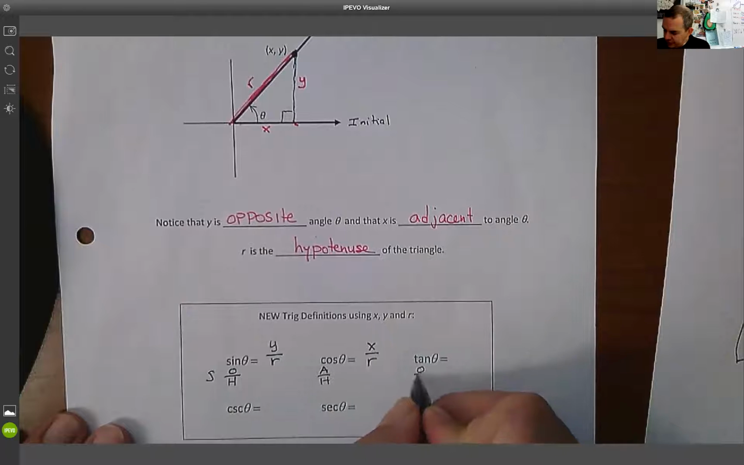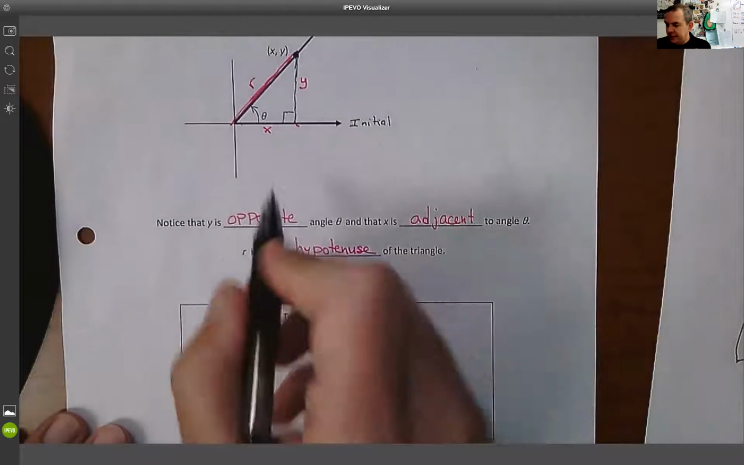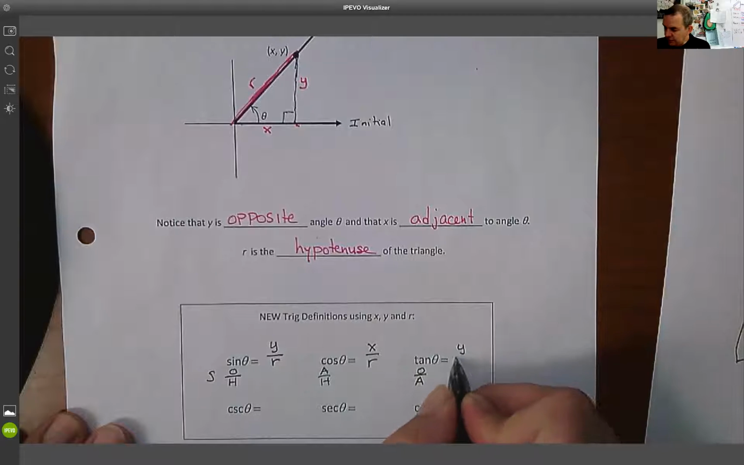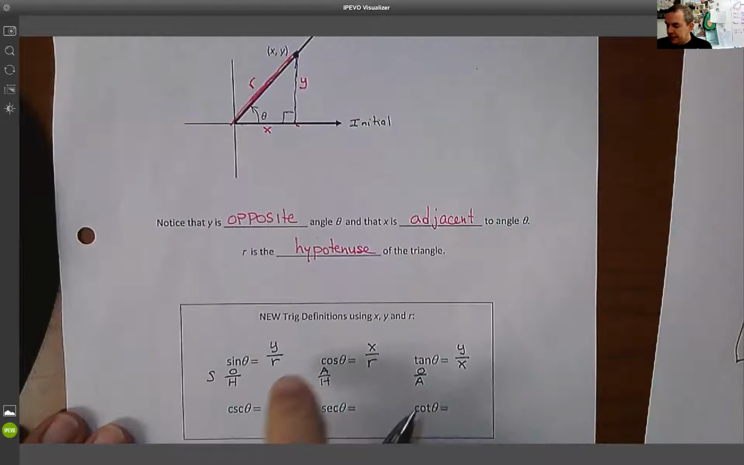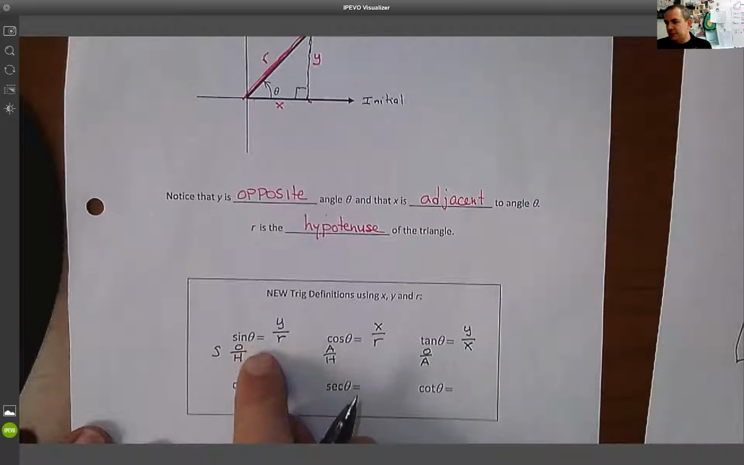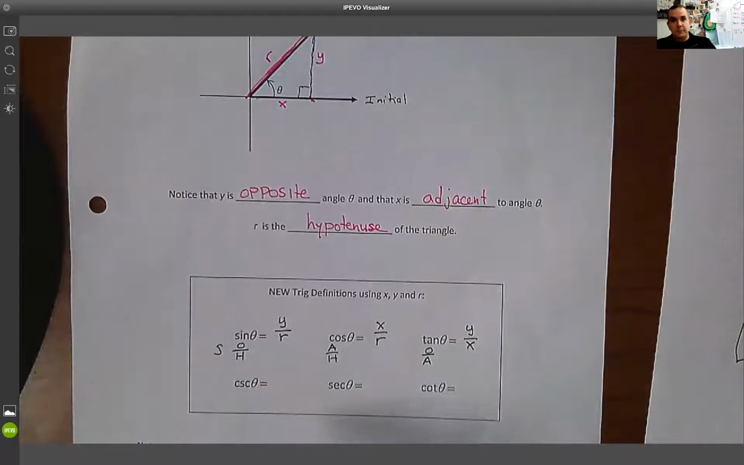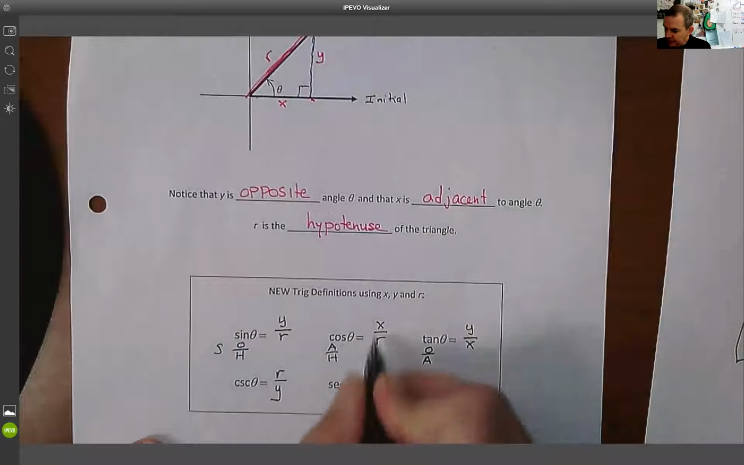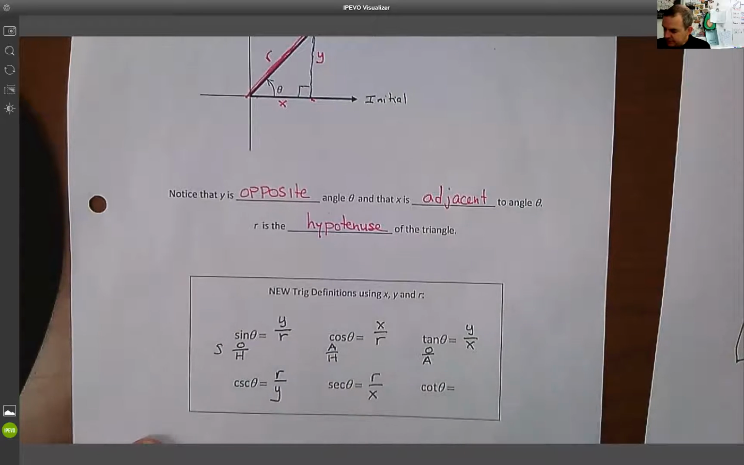Tangent is opposite over adjacent. In this case, opposite is Y, adjacent is X. We're going to redefine it as Y over X. And then remember our cosecant from the previous video. This is the inverse of the sine. What I basically mean is we're going to take the fraction and flip it over. So this is going to become R over Y. Flipping this over becomes R over X. And flipping this over becomes X over Y.